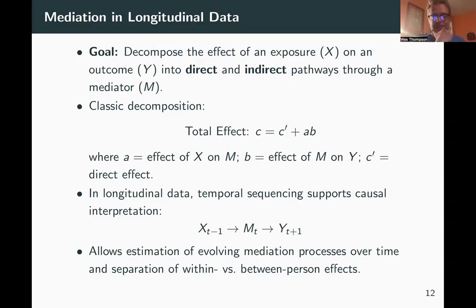So in longitudinal data, the temporal sequencing potentially supports causal interpretation, if the exposure happens before the mediator, which then happens before the outcome. Though you have to be careful about whether it's just the measurements that happen in that temporal ordering, or whether the actual things themselves happen in that temporal ordering. Just because your data are temporally ordered doesn't mean that in real life that temporal ordering was obeyed in actuality. But longitudinal data does potentially allow you to look at the temporal ordering of the impact of the exposure on the mediator and then the mediator on the outcome.